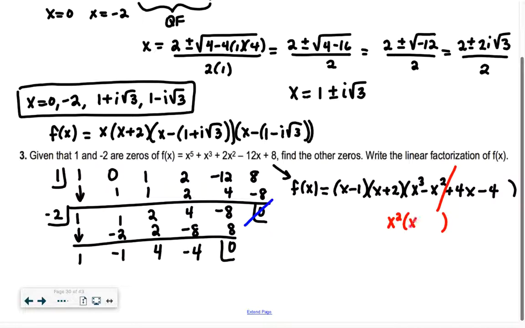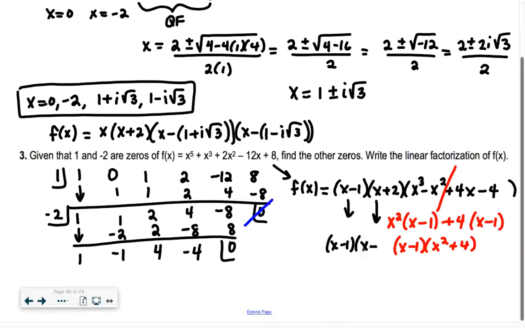When we do, we have x minus 1. So we know that we have to pull out something in order to get the same thing, that x minus 1. And we pull out a number and a sign. So yeah, positive 4, right? So when we do that, we have x minus 1 times x squared plus 4. And we still have those ones from before, x minus 1 and x plus 2. So this is f of x.